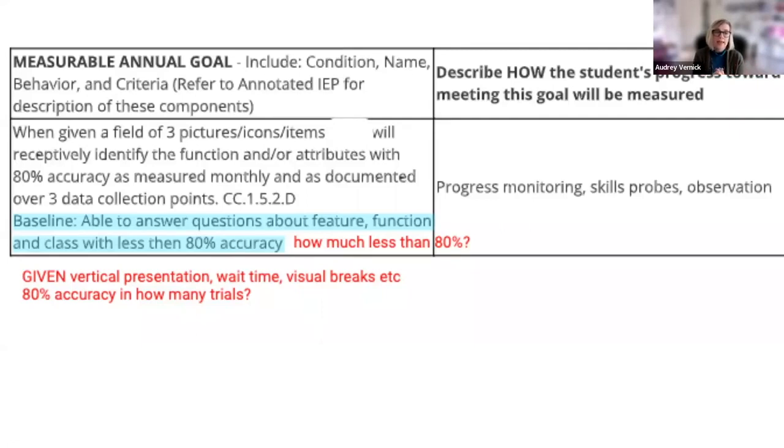I would want to add things like givens such as vertical presentation, because we know this child has a visual field loss due to homonymous hemianopia. Is there going to be wait time? Does he need visual breaks?